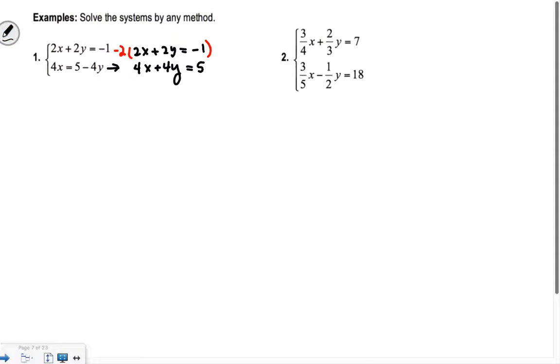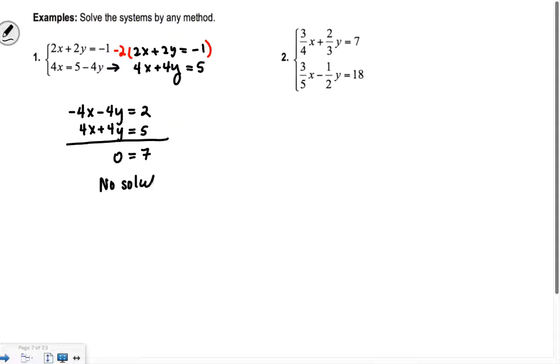Do you guys already see that there's going to be something strange? Yeah, so I get -4x minus 4y equals +2, and then I have 4x plus 4y equals 5. When you add straight down, the x's and y's go away. So we have 0 on the left-hand side equals 7. Is 0 equal to 7? No. So we write no solution.